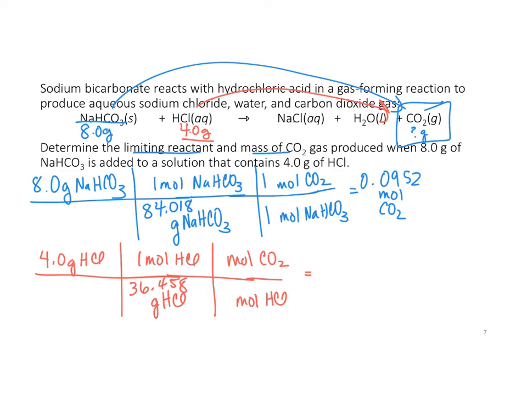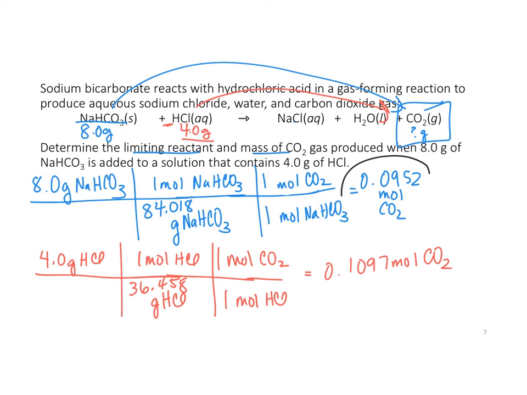So let's look at that again. Cl 35.45 plus 1.008. I just want to make sure I have that mass. And then here for HCl we have 1 mole and 1 mole of CO2. So we have 4 divided by 36.458. We have 0.1097 mole of CO2. Okay, so which one's smaller, 0.1 or 0.09?